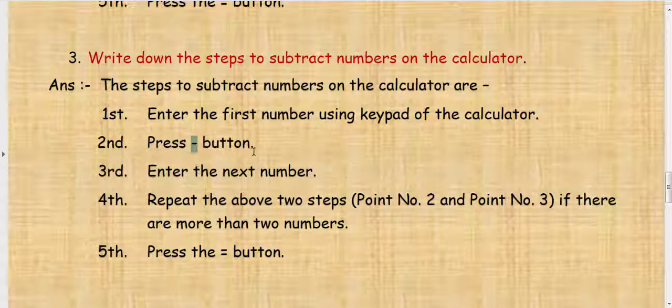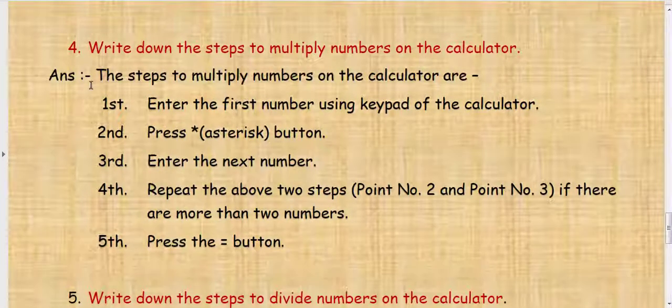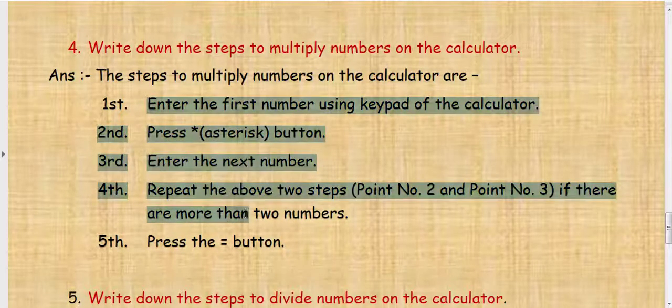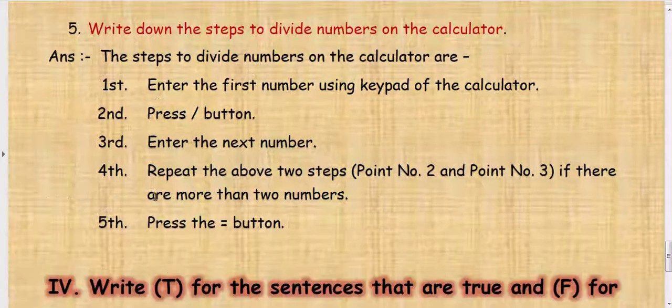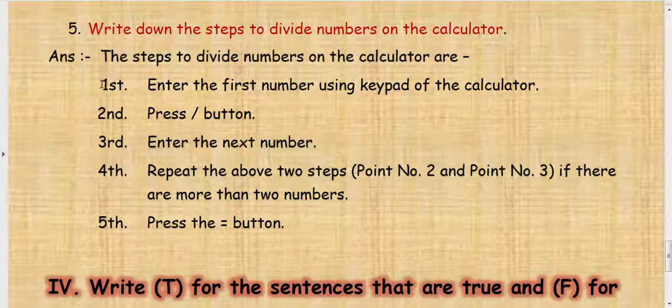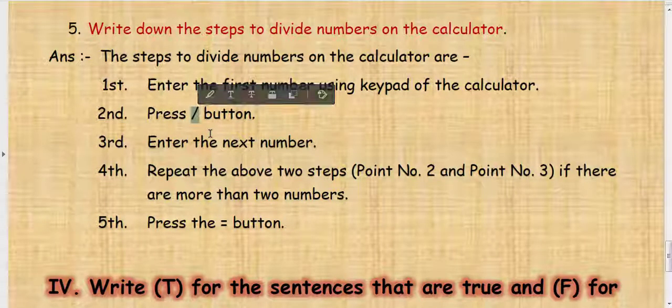In the same way, the answer of question number 4, all the steps are same, but the only change is we will press asterisk button in the second step instead of plus and minus button. For multiplying numbers, we will use this asterisk button instead of plus and minus button. And the answer of question number 5 is also similar. See, all the steps are same, just what we have changed here is this slash button. For division on the calculator, we use this slash button.